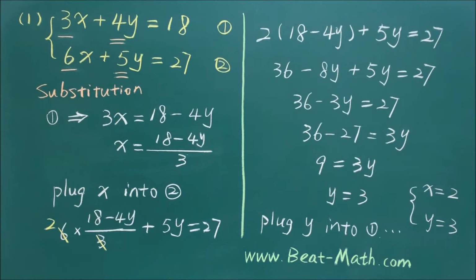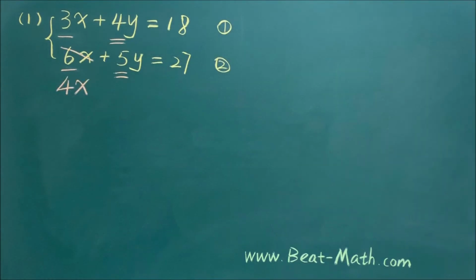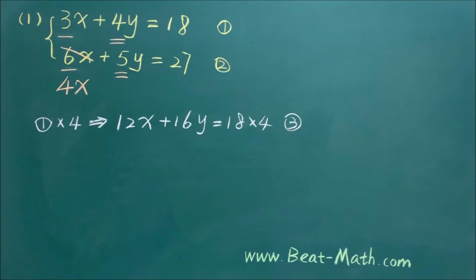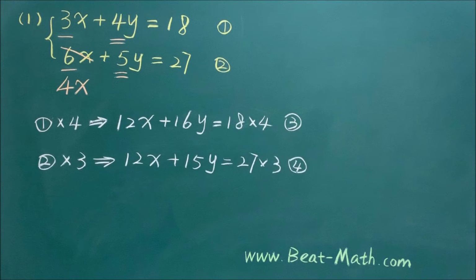What if the coefficient of x in equation 2 is 4 and not 6? How do you solve it by elimination? We just learned that the idea is to find the least common multiple. The least common multiple of 3 and 4 is 12, so we just multiply both sides of equation 1 by 4 and multiply both sides of equation 2 by 3. Then we have 12x in both new equations, so x can be eliminated by subtraction.